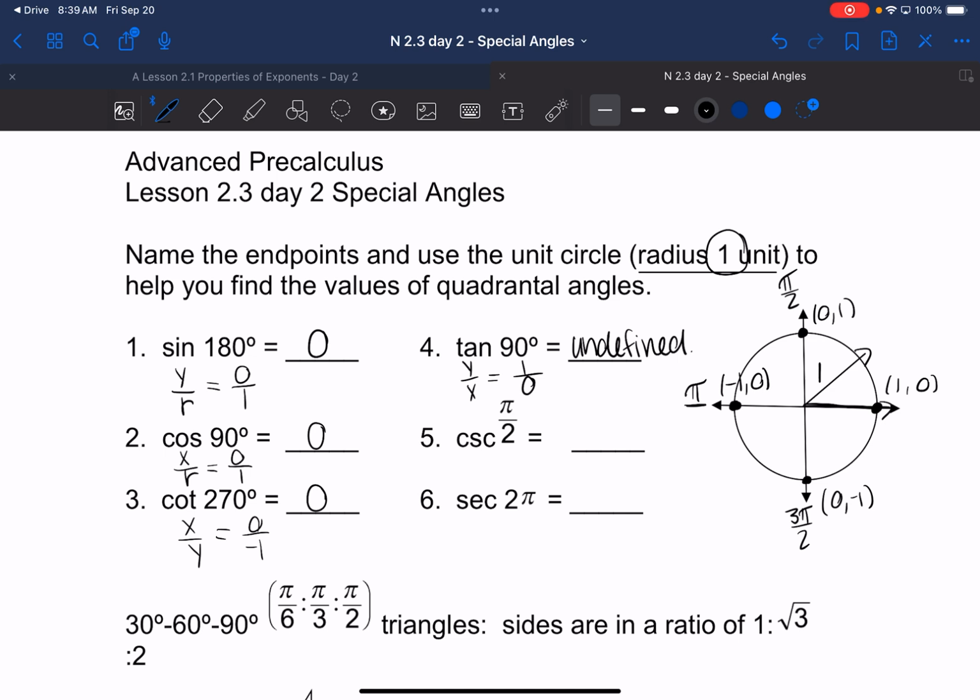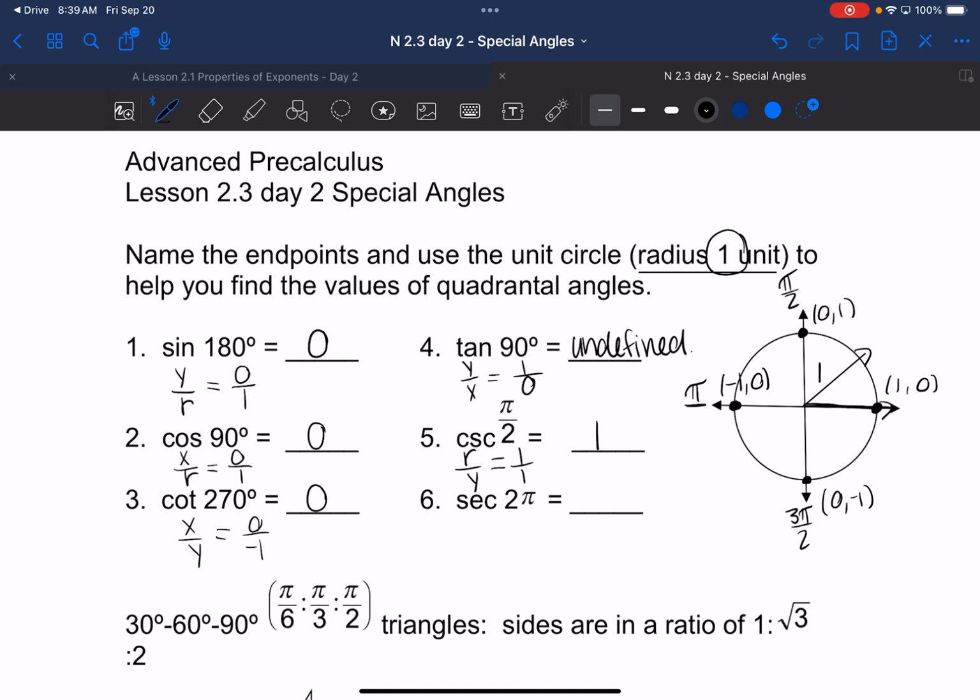Okay? Then we've got cosecant of pi halves. Remember, cosecant is the reciprocal of sine, right? So this would be r over y. So at pi halves, what is r over y going to be? 1 over 1, which is really going to simplify to just 1, right?